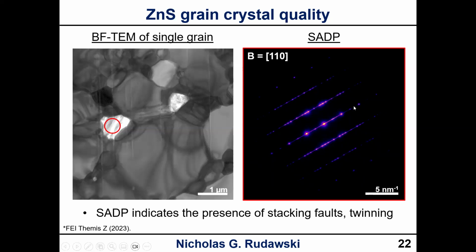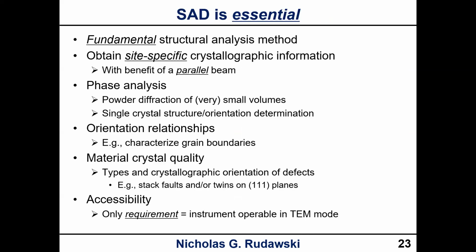When you're seeing this streaking and the presence of these reflected spots, we don't see a nice regular array of spots here. So it's a way to evaluate the crystal quality and to see what we have going on here. Selected area diffraction is essential. It is the fundamental structural analysis method.